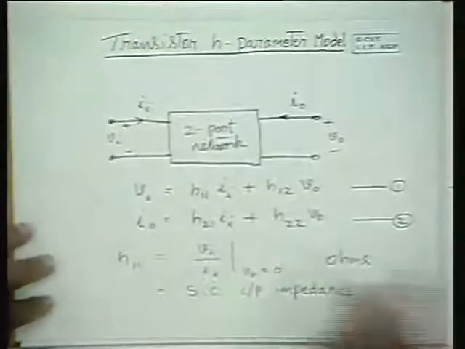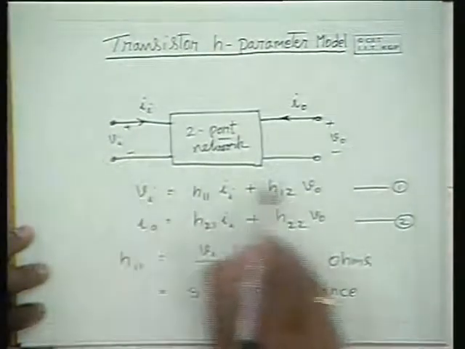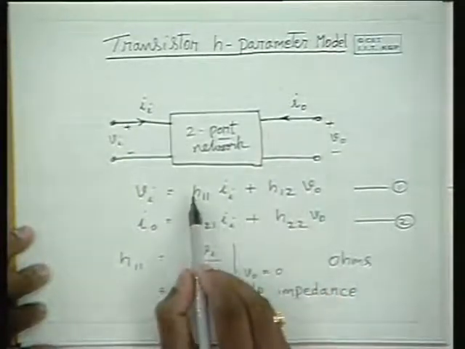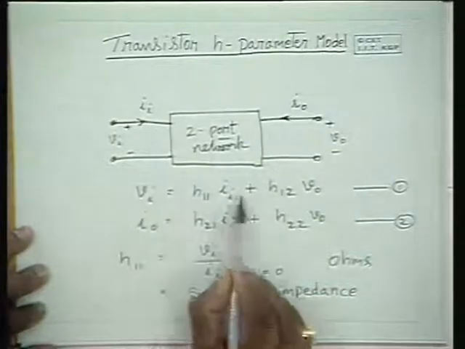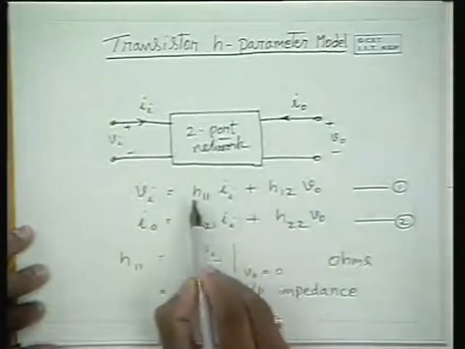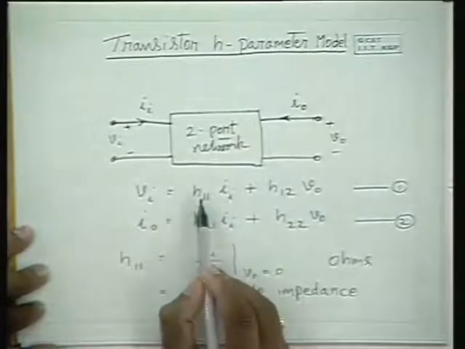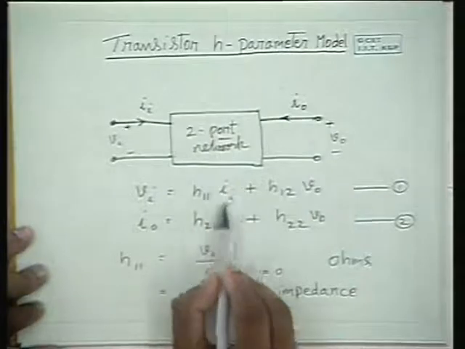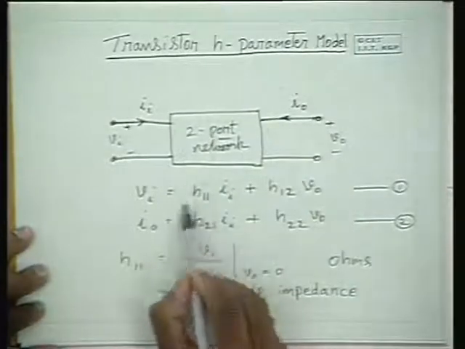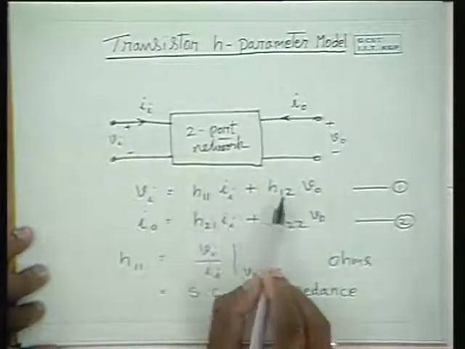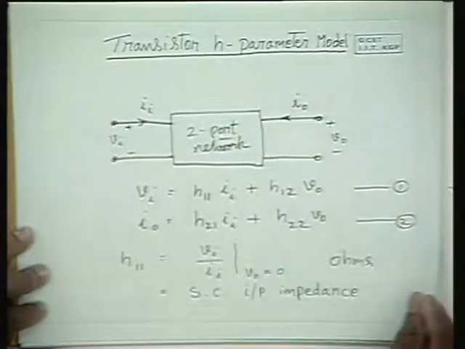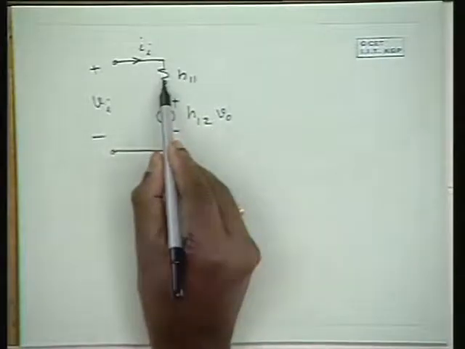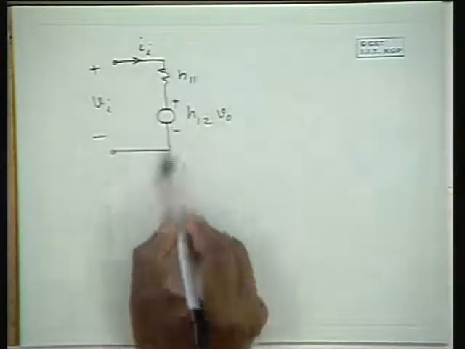So please note that I have represented this equation in a circuit form. Please note that this voltage is equal to the sum of two individual voltages, and this voltage drop is caused by flowing I1 through a resistance whose value is H11, and the other is the voltage source itself. So the equivalent circuit for that equation 1 is this.